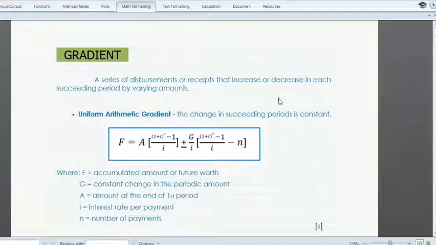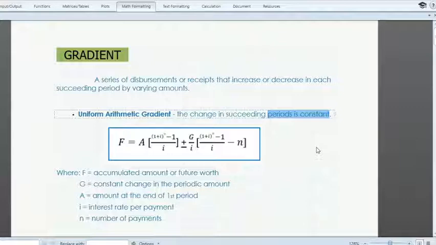So, kay gradient, we have two different types. We have the arithmetic gradient and geometric gradient. So, pag-usapan muna natin, ano ba si arithmetic gradient? Si uniform arithmetic gradient. So, by definition, sabi dito, the change in succeeding period is constant. So, yung changes or yung difference bawat payment is constant.